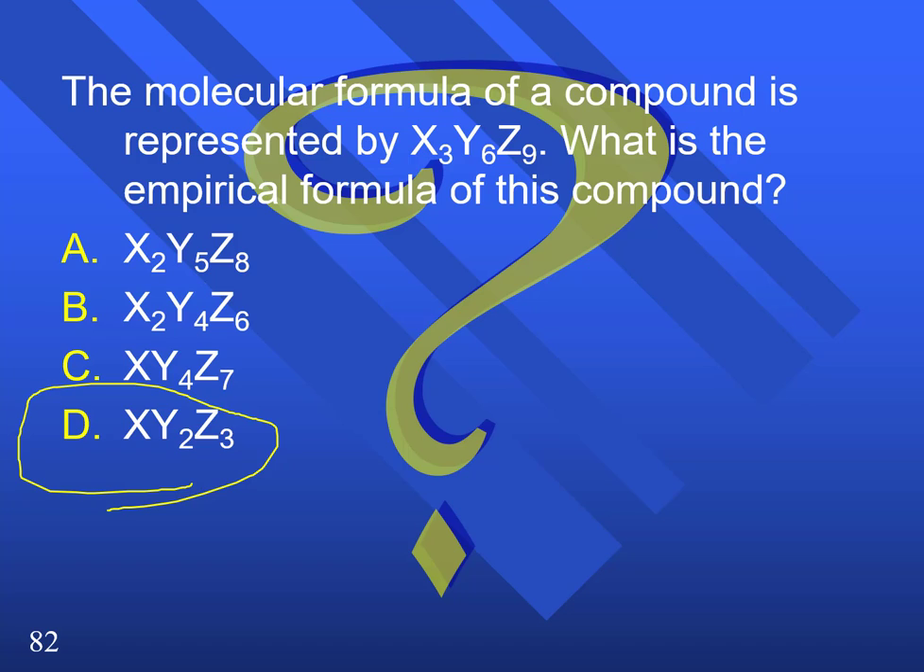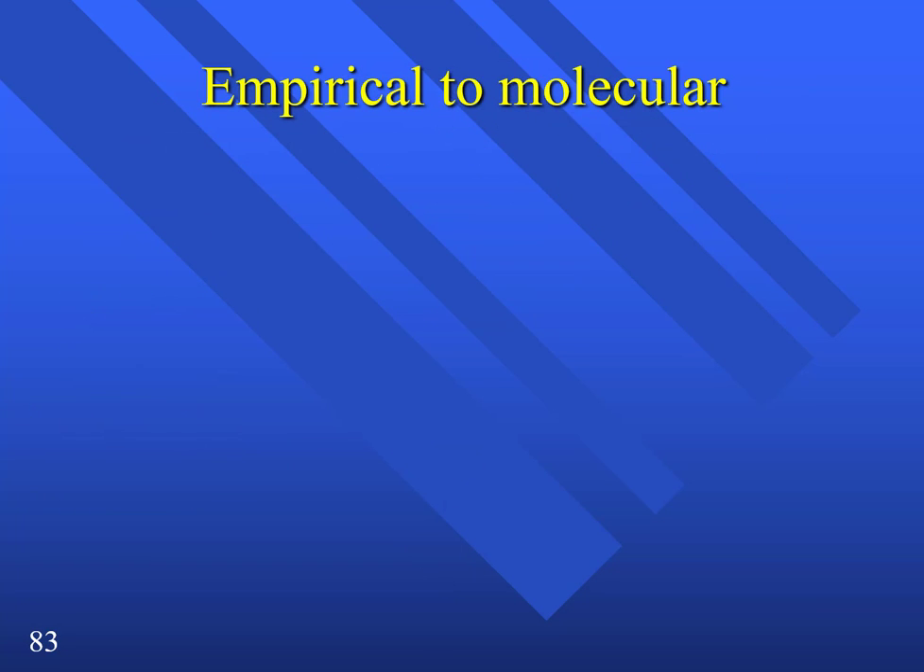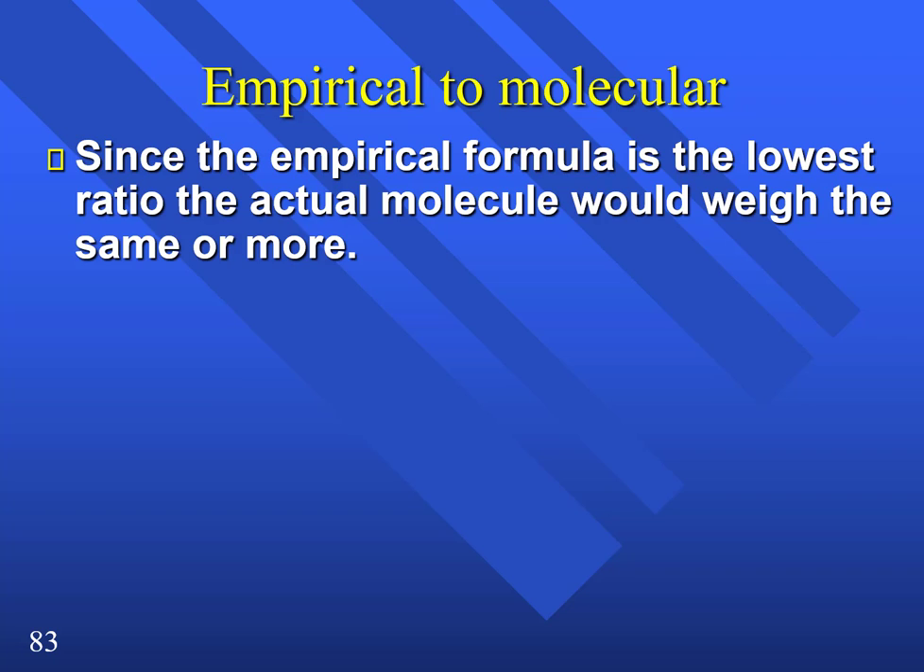So that's going to be the difference that we're going to be able to measure, is how many times heavier it is. So to turn an empirical formula into a molecular formula, well, since the empirical formula is the lowest ratio, the actual molecule has got to weigh more, or the same. It can't weigh less. It's got to weigh the same amount if they're the same, and if they're not the same, it's got to weigh more. The molecule has to weigh more.